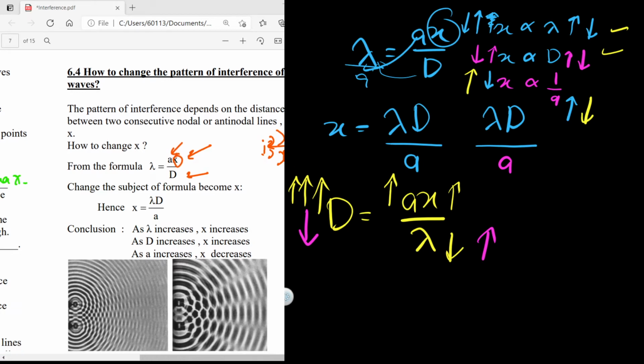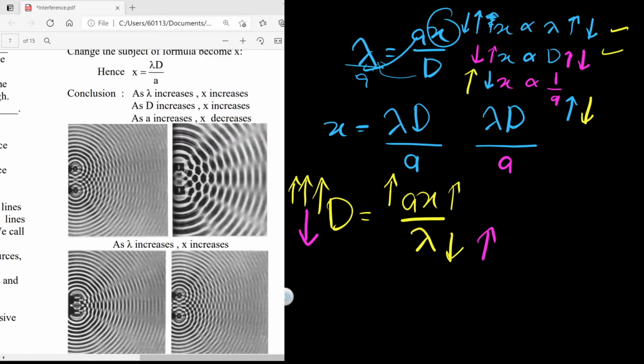Okay, that is just mathematics. Some mathematics in this chapter. This one you can observe in the diagram.